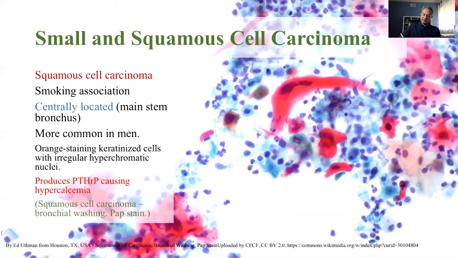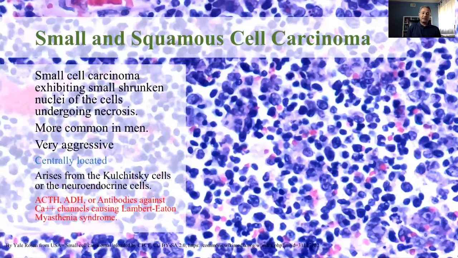So look at this. These orange cells here. This is a Pap stain, and these orange cells are the cancer cells. If you see, they have hyperchromatic, irregular shaped nuclei, and that is the important thing to note about them. That was a squamous cell carcinoma. Let's look at the small cell carcinoma.